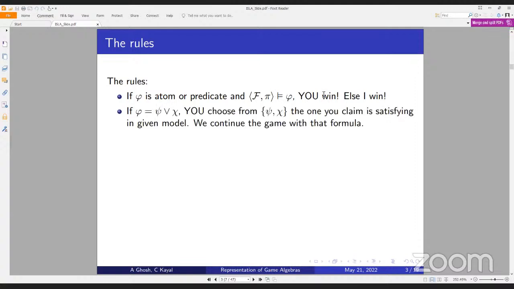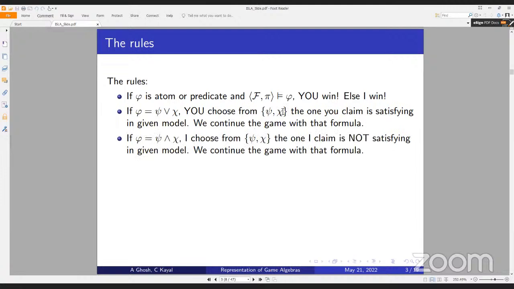Okay. So let's say it's a disjunction of two formulas. What does that mean? At least one of these two subformulas has to be true, right? So you choose one of these subformulas, which you claim is true, and we continue the game with the same claims using that subformula. Similarly, for conjunction, since I'm the falsifier, trying to prove that phi is false here, for me at least one of them has to be false.